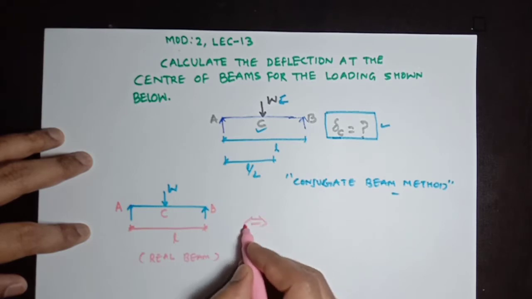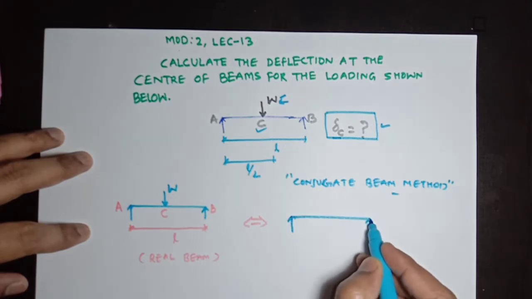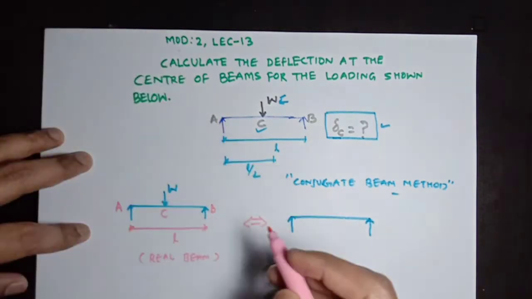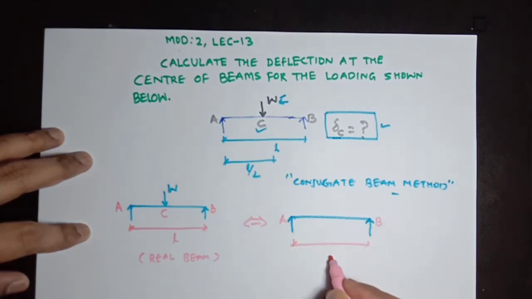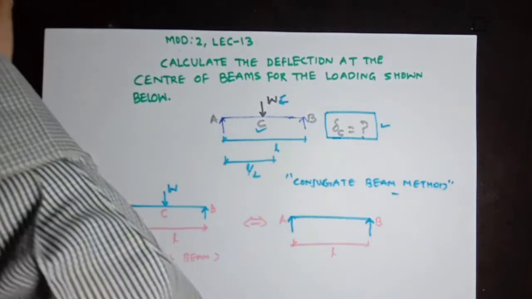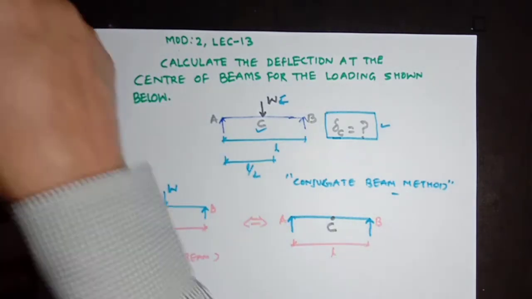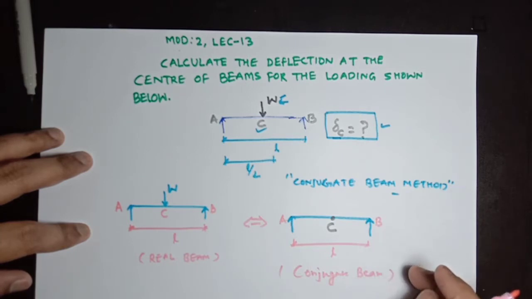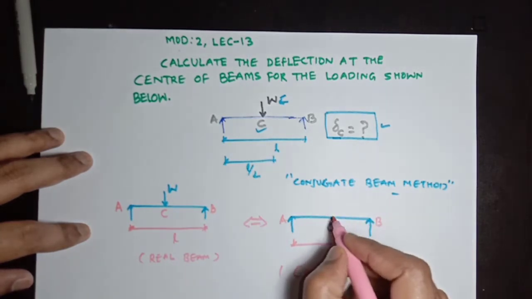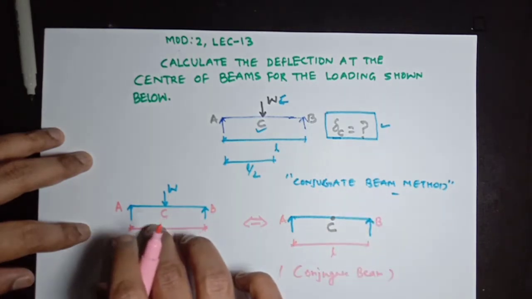And the corresponding conjugate beam will be of the same pattern. This point is A, this point is B, with the same length, and there will be a central point C here at this conjugate beam. This is a conjugate beam, and if we are able to calculate bending moment at C of this conjugate beam, then it will give directly deflection at center C of this real beam.